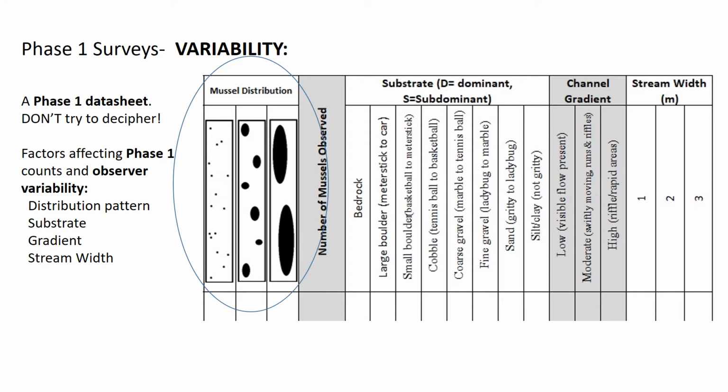Phase 1 survey variability. Please don't try to decipher this image. This is an image of our Phase 1 survey data sheet, and I'm showing it only to bring up some of the variables that we record, which include the distribution pattern. Please note the distribution pattern. We have 3 of those, and we're going to talk more about those. The substrate, dominant substrate, a gradient, and the stream width.